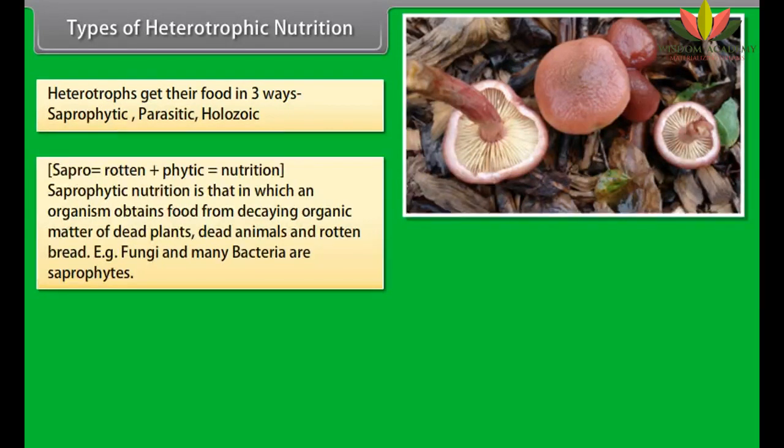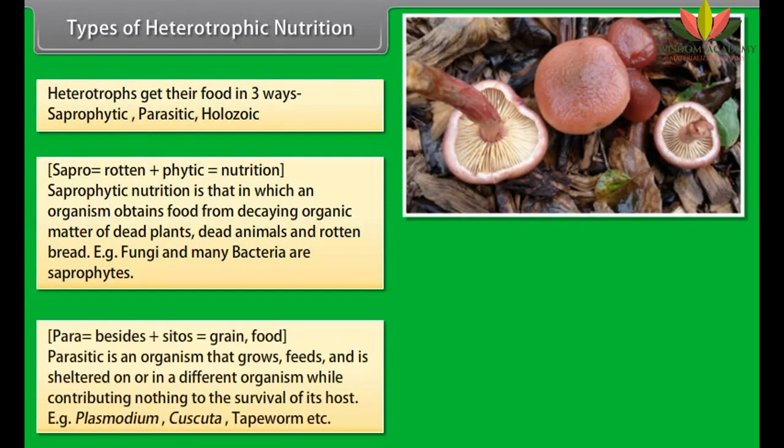Types of heterotrophic nutrition. Heterotrophs get their food in three ways: saprophytic, parasitic, holozoic. Sapro means rotten and phytic means nutrition.